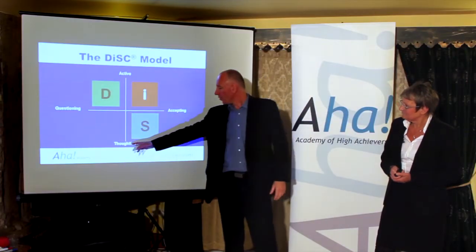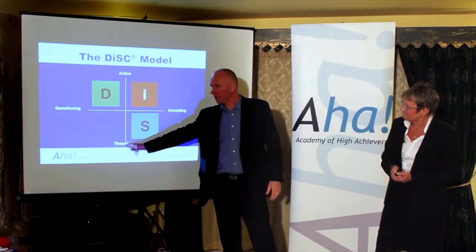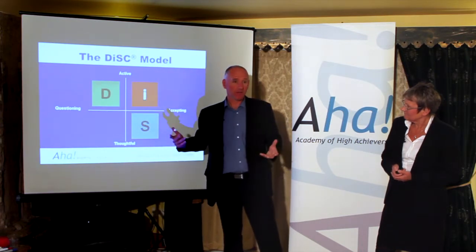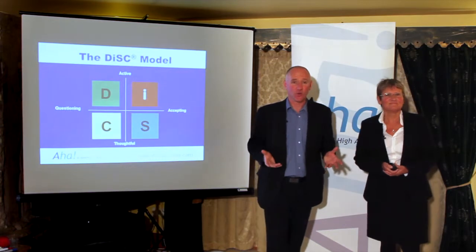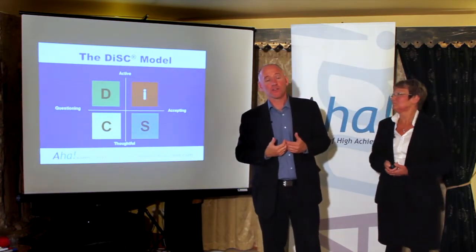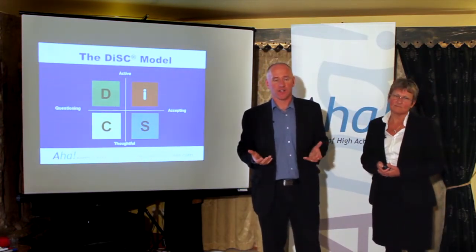So if someone was to have said thoughtful and questioning, maybe you chose those two, it would put you in this quadrant here, which is the C quadrant, C on the DiSC model standing for conscientiousness. Now the conscientious style, very much about dotting the i's and crossing the t's. Quality is really, really important. Accuracy, really, really important. Getting things right, that's the essence of the C style. It really, really matters that we get things right.